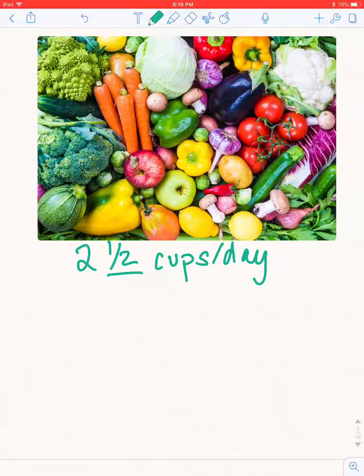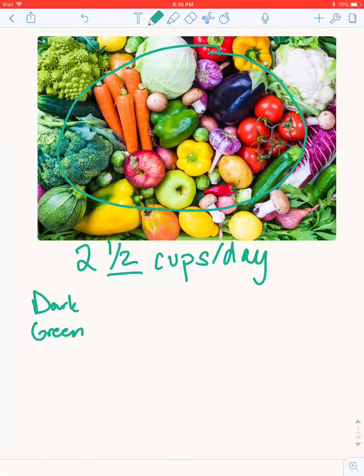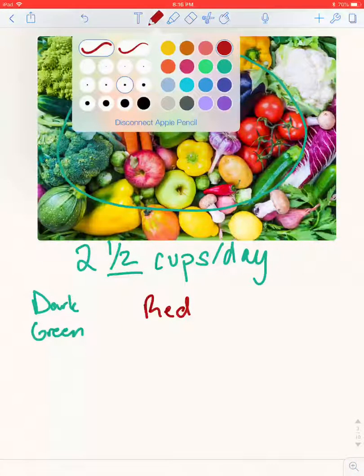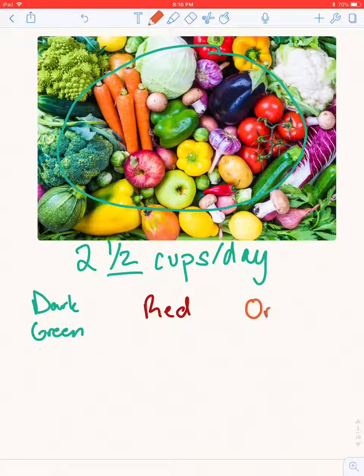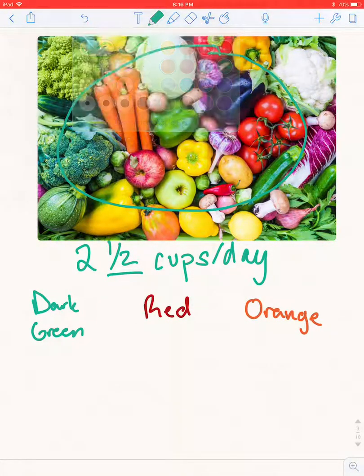When choosing your vegetables, I encourage you to try to think about eating a rainbow of colors. Eating a variety will provide you with the greatest health benefits from different vitamins, minerals, and antioxidants. Some commonly overlooked vegetables are those that are dark green, red, and orange. Can you think of 2 of each color that you would incorporate into your own diet?